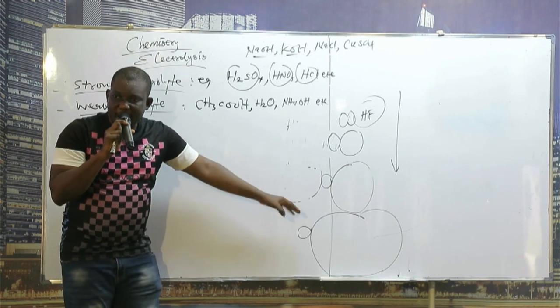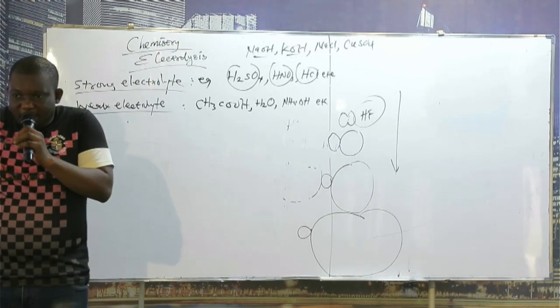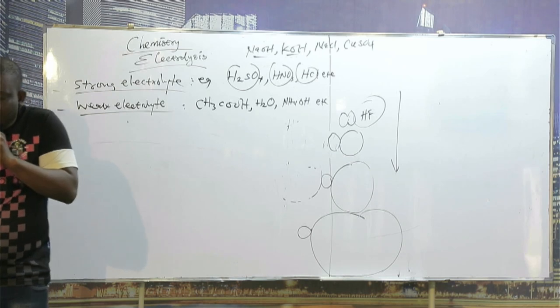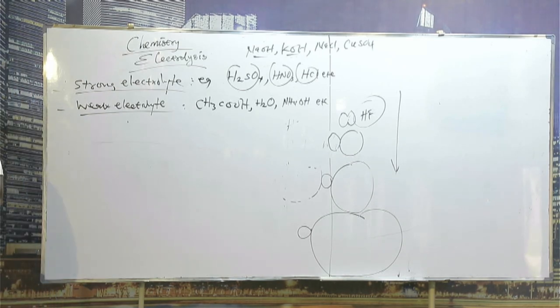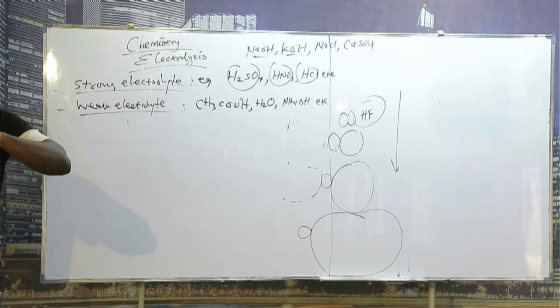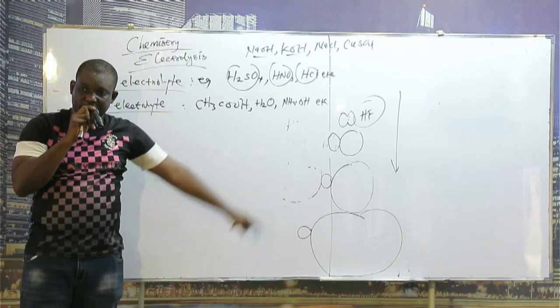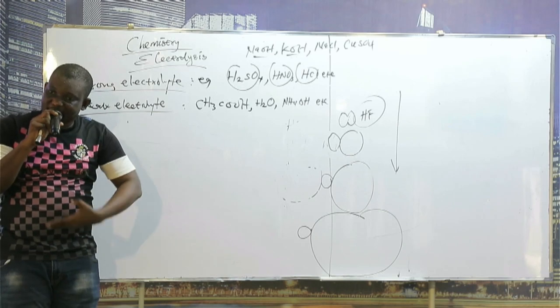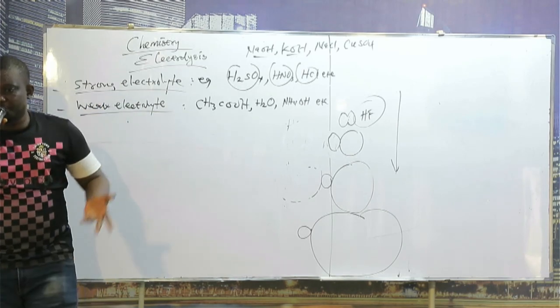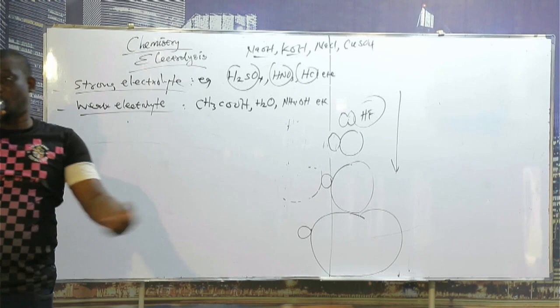Going down the group, as molecular weight increases, Van der Waals force increases. The Van der Waals force holds the molecules together and makes them look closely packed. A substance is solid when the particles are together, but when the particles start to disperse, it turns to liquid, then to vapor, then to gas. Which ones are gases among the halogens? Fluorine and chlorine. But going down, the size affects their states of matter. They change from gas to liquid, from liquid to solid. That is why iodine is solid.